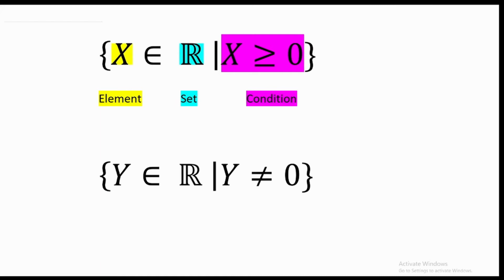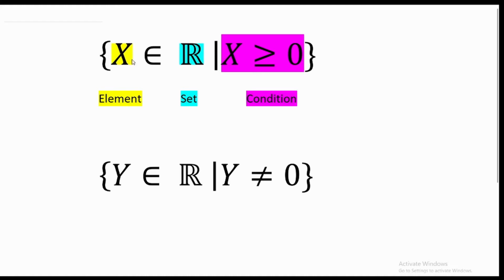Alright, so now that you have an understanding of the different sets that mathematicians use, let's see how they use it to describe things such as domain and range. So here we have what we call set builder notation. This is a notation that tells us what element, what set, and what condition must be satisfied for this set.